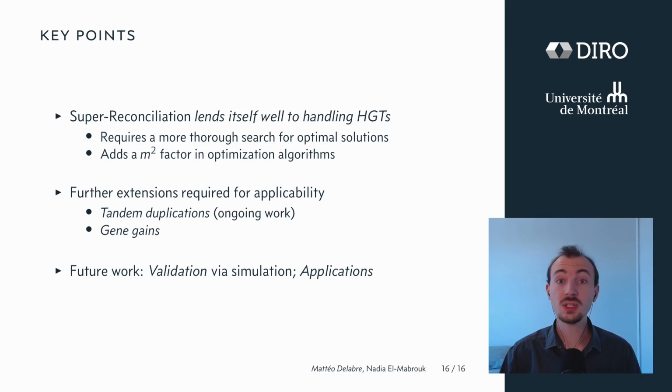So to sum up, the key point of this talk is that superreconciliation actually lends itself pretty well to handling horizontal gene transfers. The only catch is that because we need to be more thorough in our search, we have an added factor of m squared in our optimization algorithms. We have started considering extending the method to tandem duplications. We are also considering extending the methods to gene gain events. In the oncoming month, we will focus mainly on validating our model via simulations and then applying it to study the evolution of syntenies.